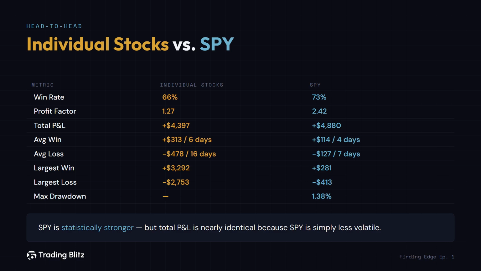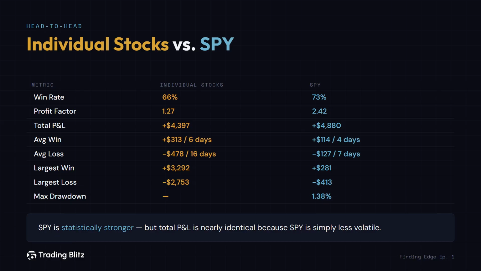That's a 73% win rate compared to 66% on individual stocks. The profit factor came out to 2.42, meaning that the strategy earned $2.42 for every dollar lost. Now compare that to 1.27 on individual stocks. So both win rates and profit factors are meaningful, but it's better on SPY.